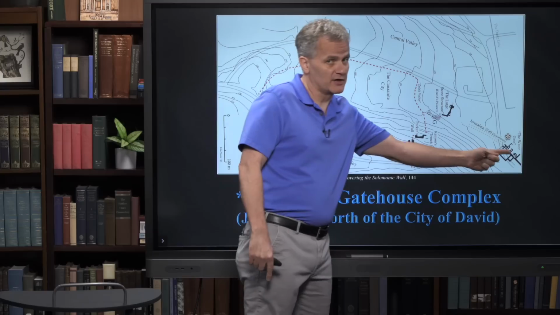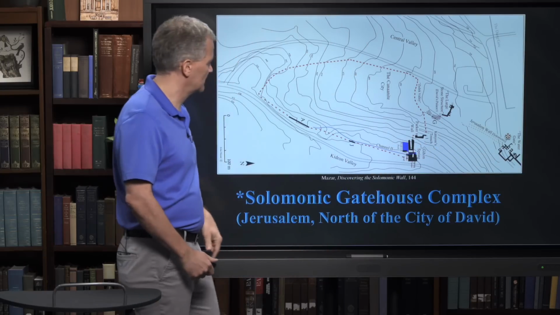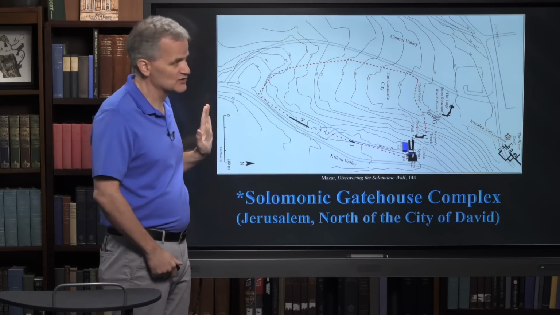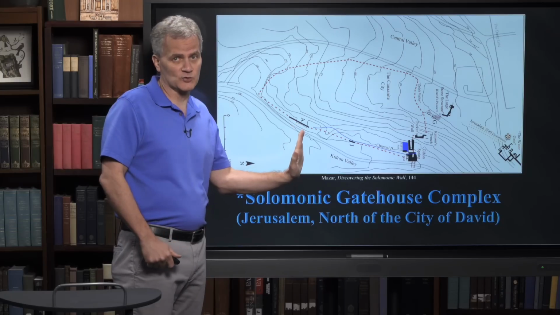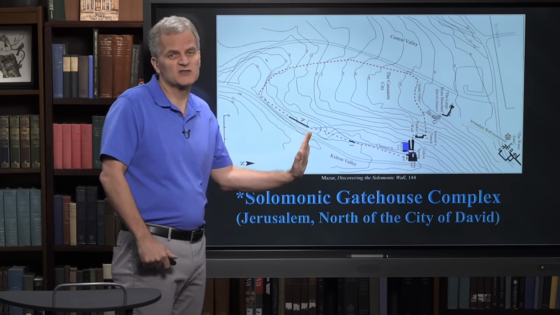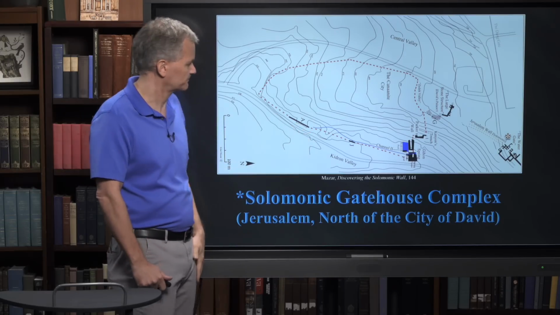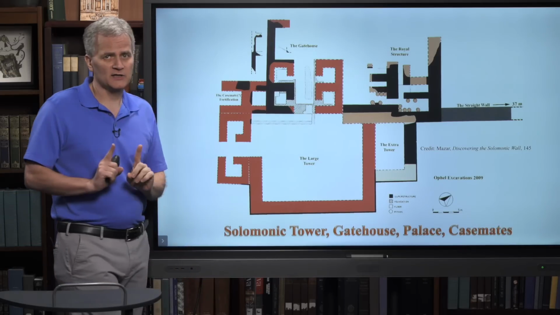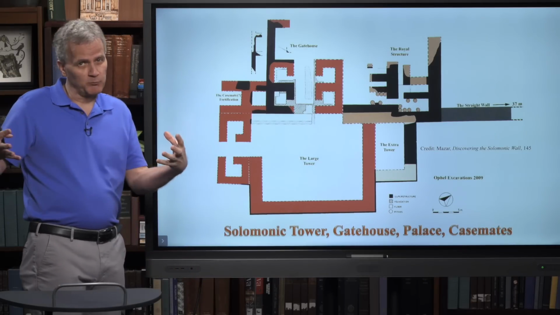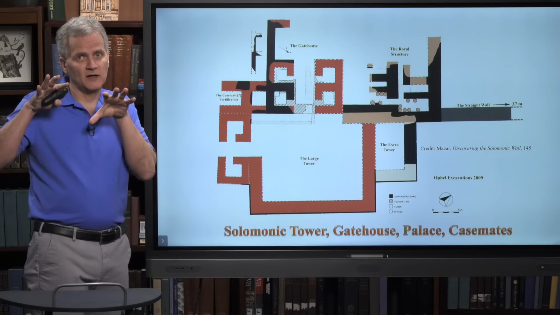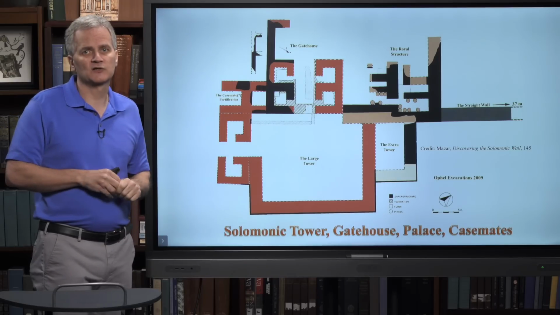But this is the area that we're going to be looking at to see the excavations. So again, this is to the north of the old city of Jerusalem, called in the Bible the City of David more than anything else. And here is a look at a kind of blow-up of that very construction that she found.